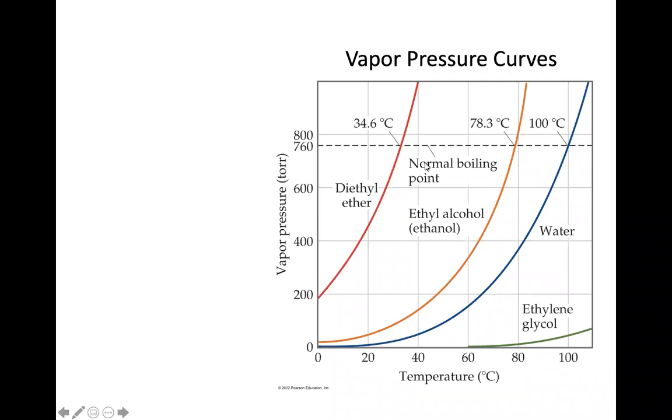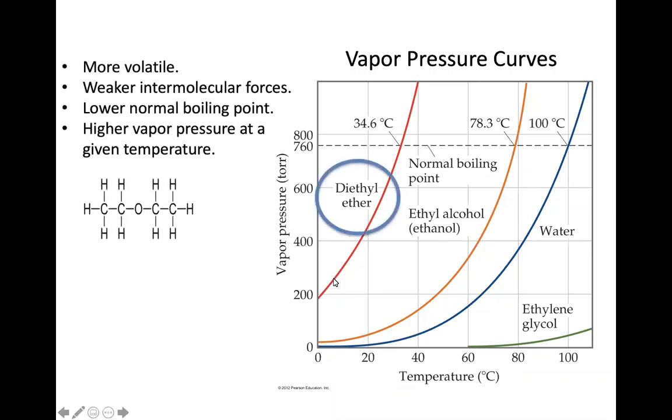Notice how this is showing the dashed line, the normal boiling point. Water has a normal boiling point of 100 degrees C. That's where its vapor pressure equals 760 torr. Ethanol is more volatile. It has weaker intermolecular forces. It boils at 78.3. That is its normal boiling point because its vapor pressure at that temperature reaches 760. That's how I want you to be able to understand this figure.